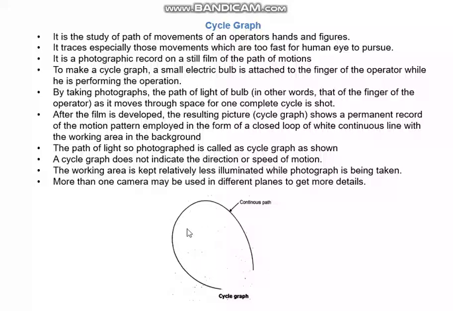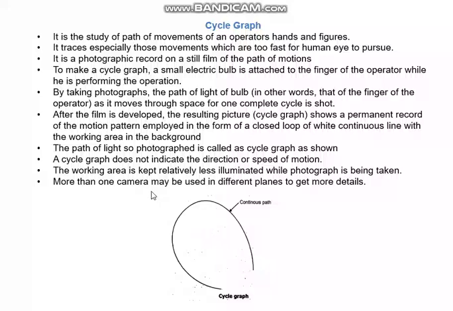The light that is emitting from the bulb, which is attached to the finger of the worker, is being captured on the still photograph. When you develop it, when you wash it, you get a path like this. So you will know how the worker is moving his fingers.